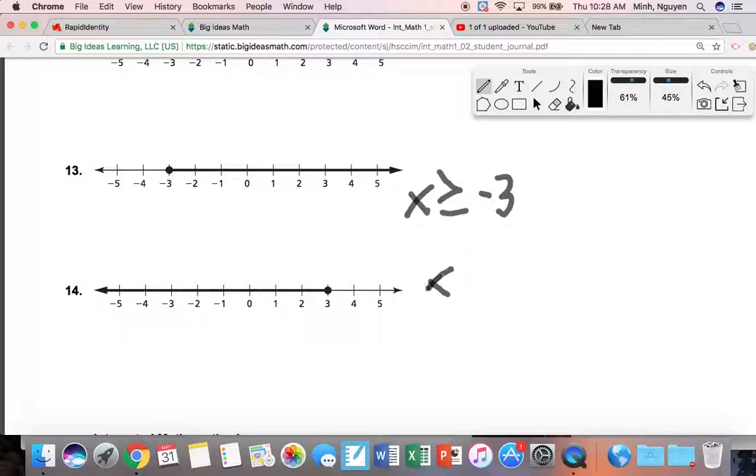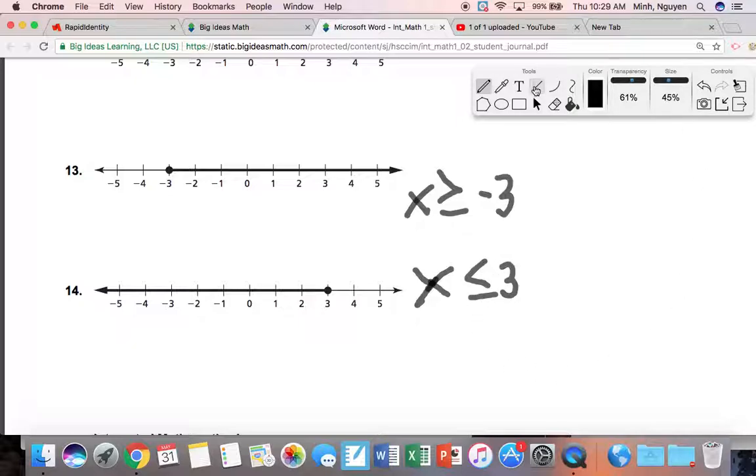And lastly here, x and 3, and there's an equal sign there because this is filled. 2, 1, 0, -1, those numbers are all less than.